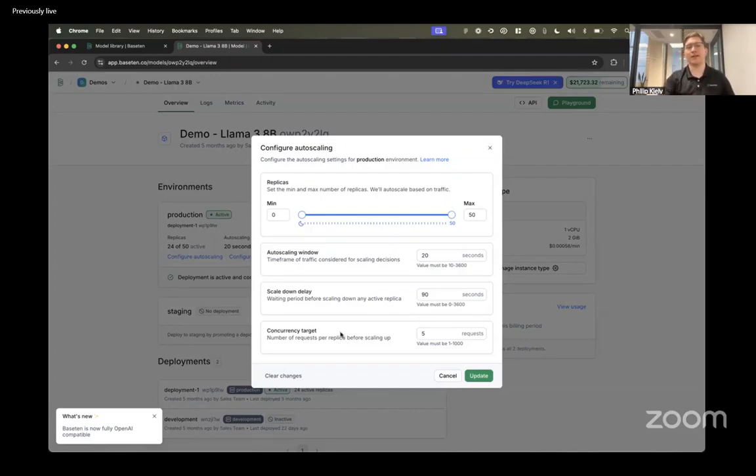That's what that scale down delay lets you do, and you can scale that up to as much as an hour. There's also the concurrency target. That's the number of requests per replica before scaling up. That's an incredibly important number. That's going to be based on the batch size that your model server is able to handle with the performance that you're looking for. So the higher that concurrency target, the fewer replicas you're going to need, but the higher the latency is going to be for each end user. So finding that right balance there is an important model performance question.